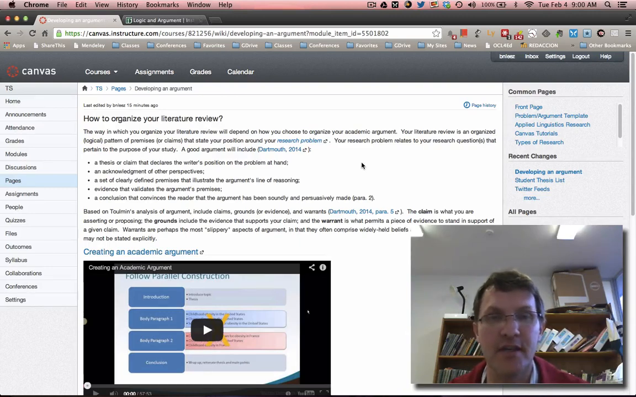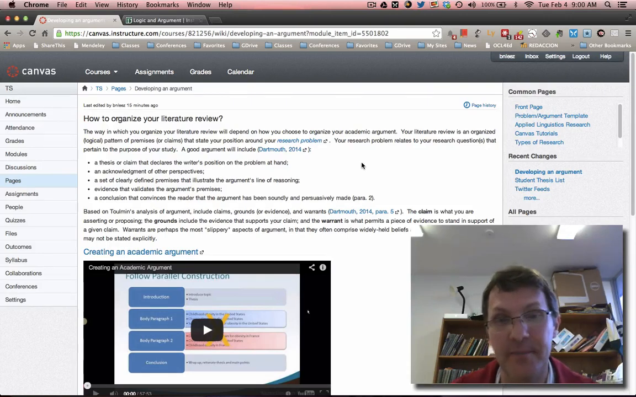When I say reason, a reason is also in itself a claim. It can also be a premise, but it's a chain of events, or a logical chain of claims, where one leads to another, leads to another, leads to another, and so on. This is another way that you can organize your information in your literature review, by chain reasoning.